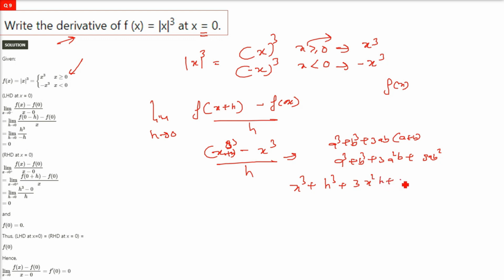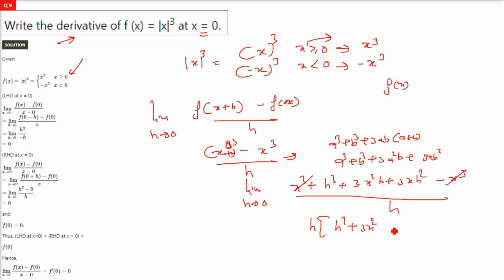So x cube plus h cube plus 3x square h plus 3x h square minus x cube, over h, limit h tends to 0. You can just cancel these x cube. And here you can take h common: h square plus 3x square plus 3xh. I am taking h common from all of these terms in the numerator. Just cancel these h, and apply h tends to 0. This is 0, this is 0. 3x square it is.